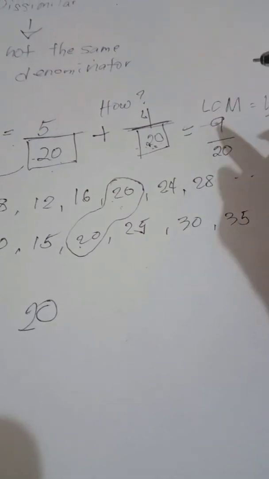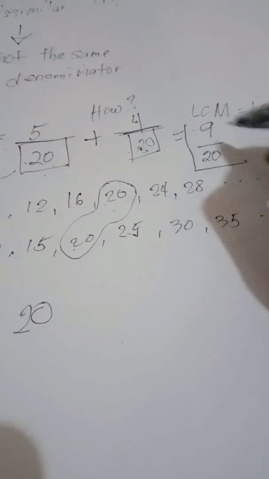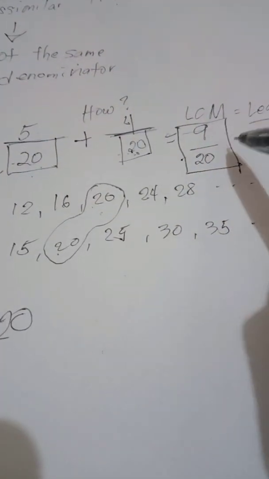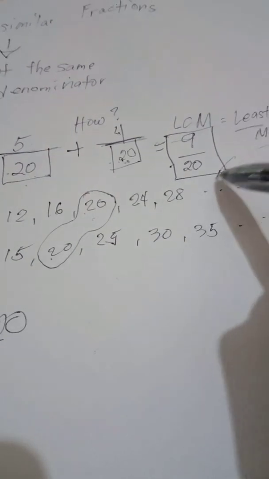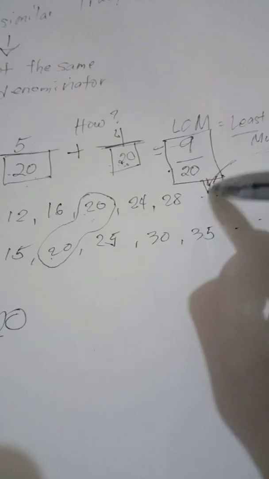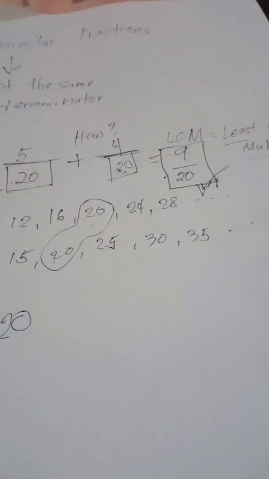Okay, so now you get the answer 9 over 20, or this fraction. So this is the final answer, 9 over 20.